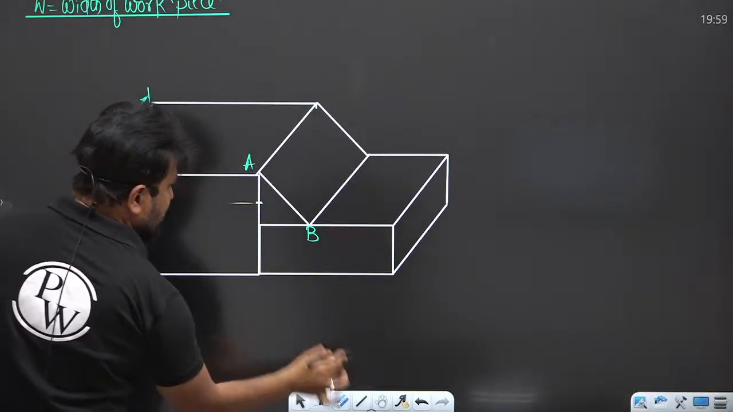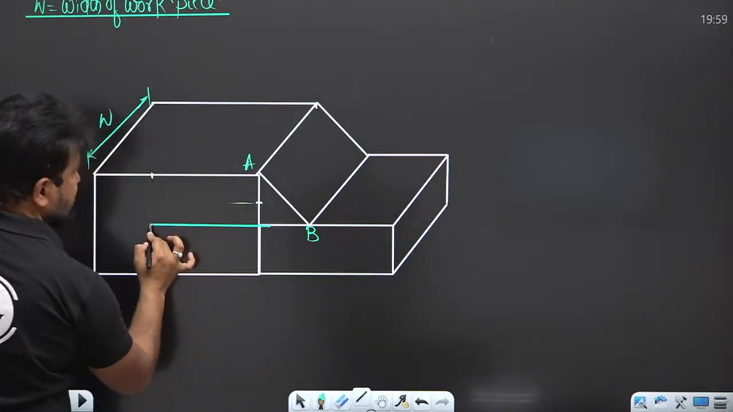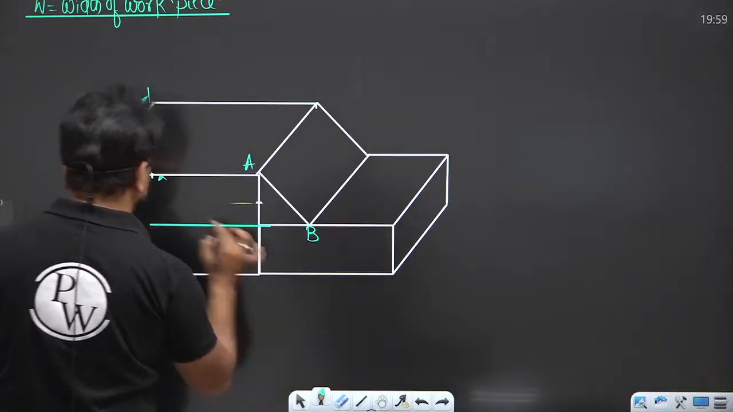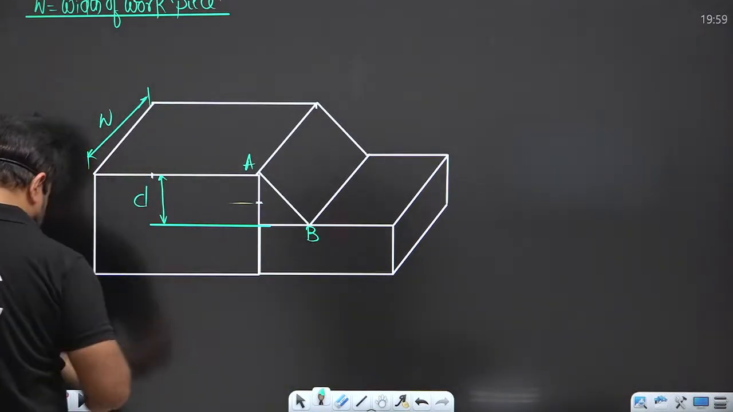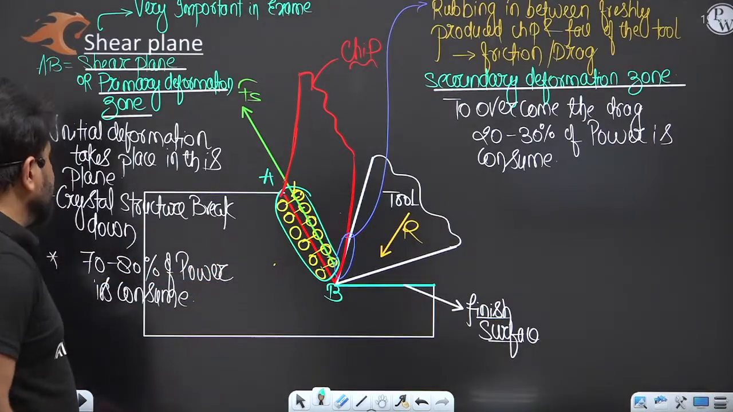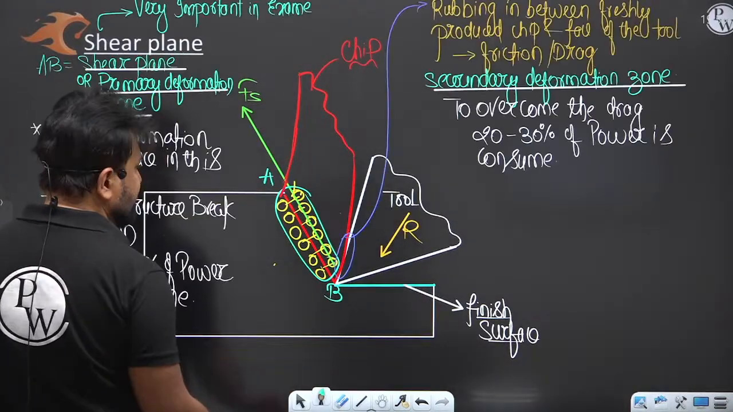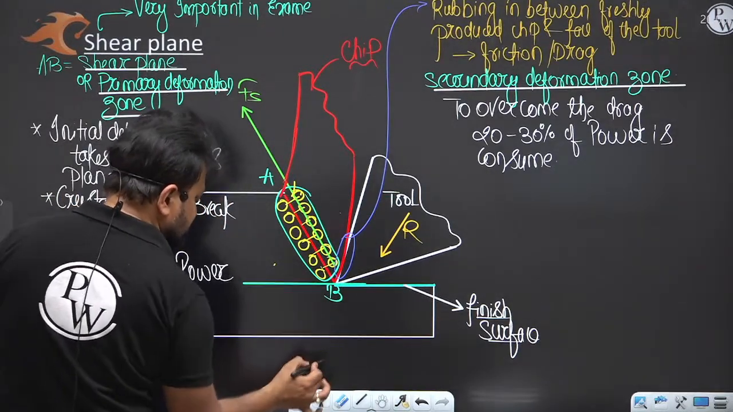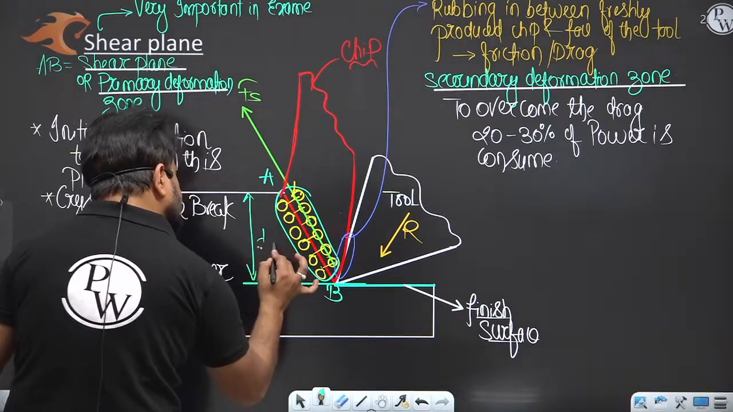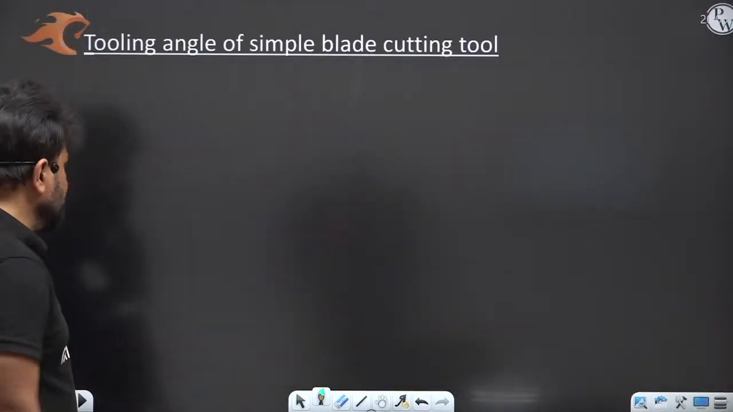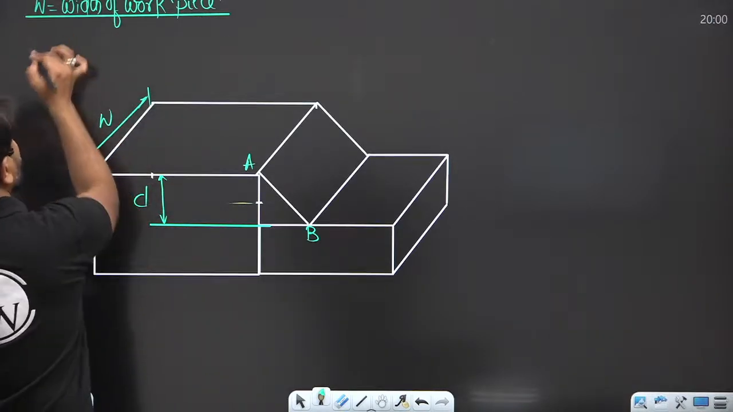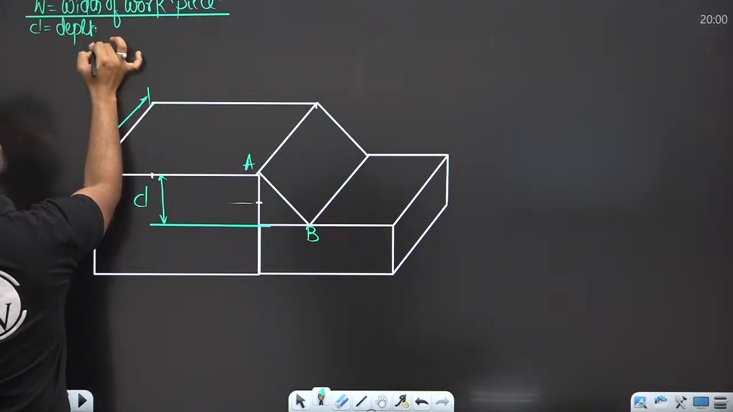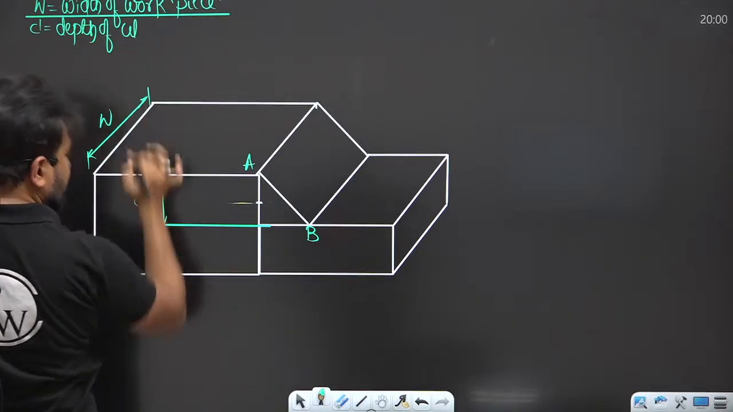Next is your C. This is the depth of cut. Remember, this is D. Many times I told you, D is your depth of cut. I told you in the initial lecture, D is the depth of cut.